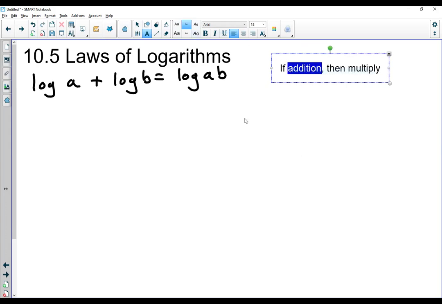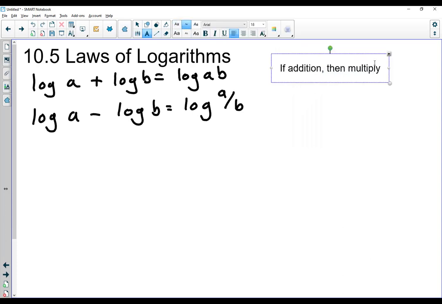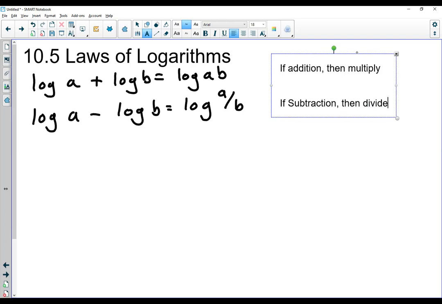Okay, we're going to do the opposite now. Log A minus log B equals log of A over B. If subtraction, then divide. Last one.